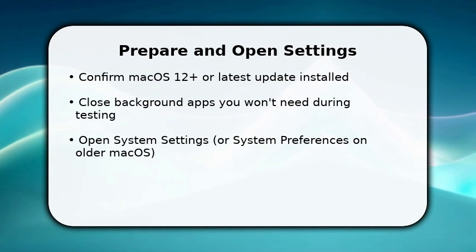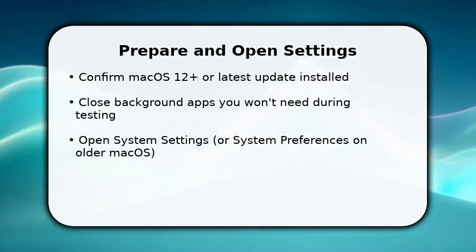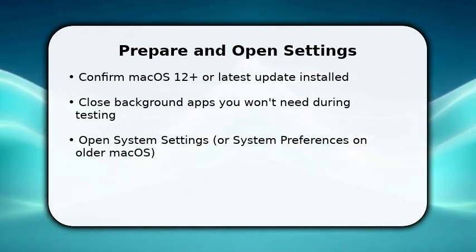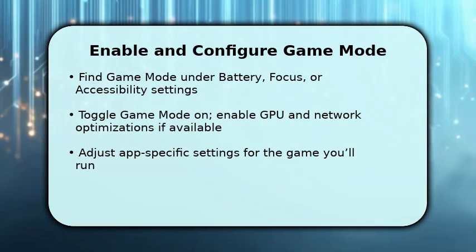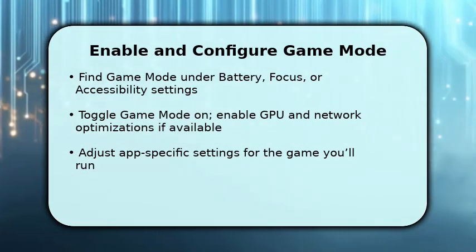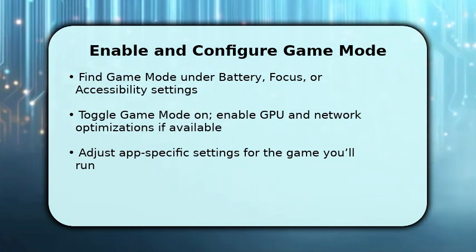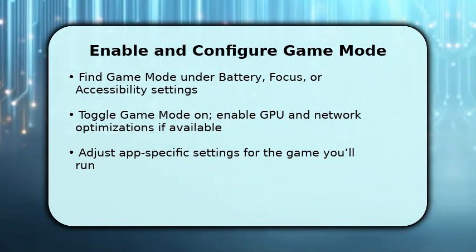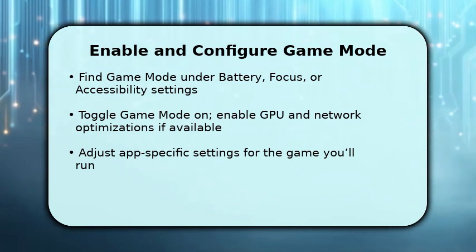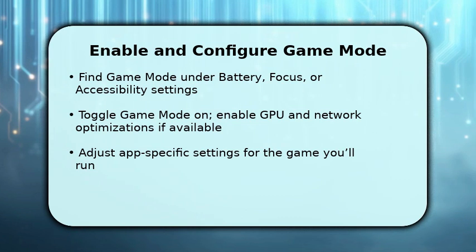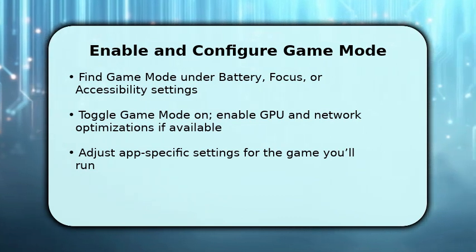Make sure your Mac is connected to power if it's a laptop, because performance options may change on battery. You now locate game mode, typically under Battery, Focus, or Accessibility depending on your Mac OS. Toggle game mode on. Do this to prioritize CPU and GPU for your game, which reduces stutter. If options appear for GPU switching, network priority, or notifications, enable them to minimize interruptions and packet loss.